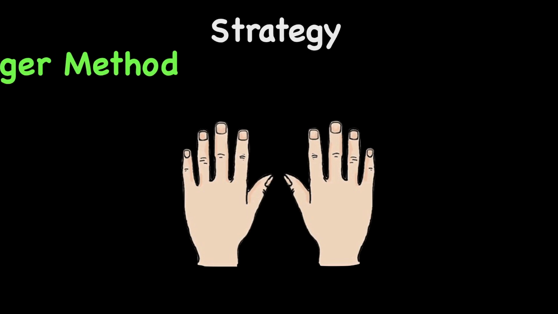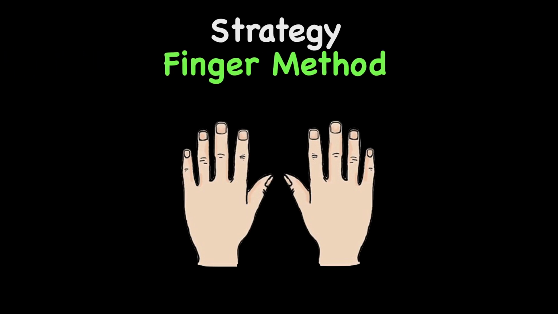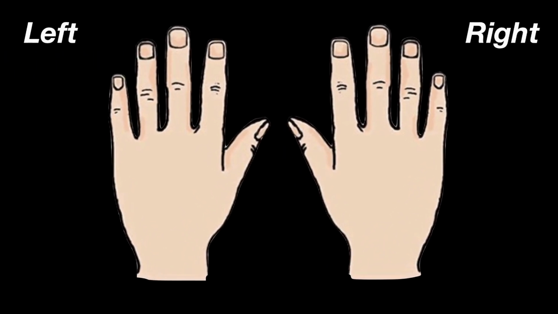Our strategy today is called a finger method. Remember, it only works for 9s. You want to be mindful of left and right, because when you're counting, for this video, we're going to be counting from our left. And Wally's going to help us. He's really good at left.